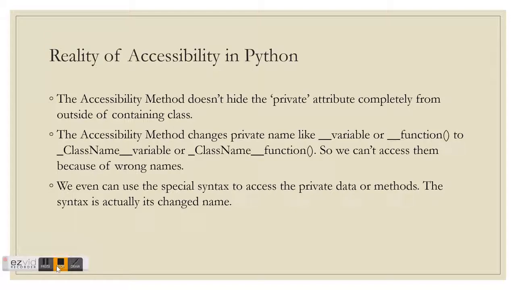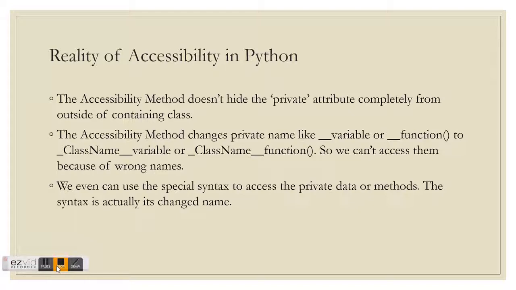But in reality, we are not actually or completely hiding it from outside the class. We are changing the name of the attribute that we have tried to make private. What the accessibility mechanism does is change the private name, like double underscore variable or double underscore function, to underscore class name, double underscore variable. Class name is the name of the class under which the attribute or function is defined.